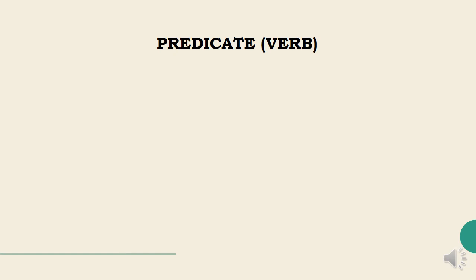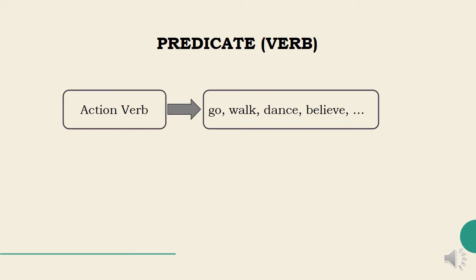Another component of a sentence is a predicate or a verb. There are two types of verb. The first one is an action verb. For example, go, walk, dance, believe. So there is an action.